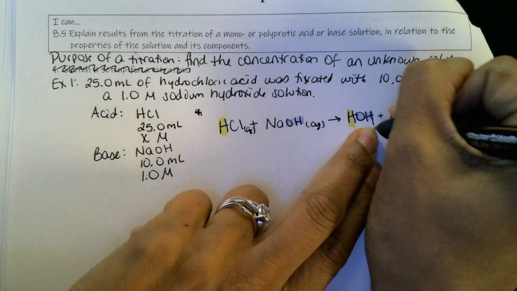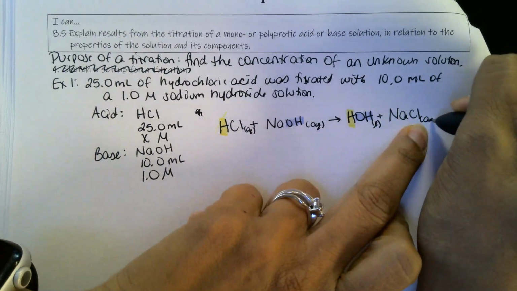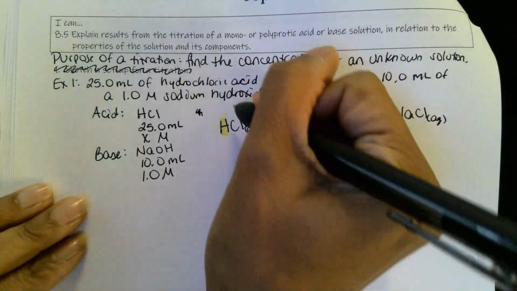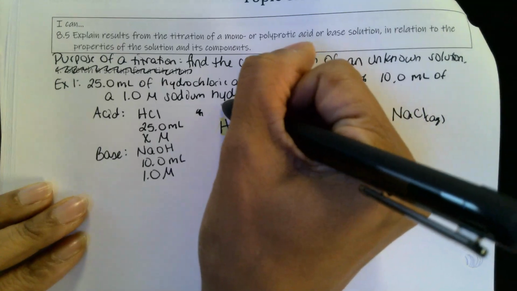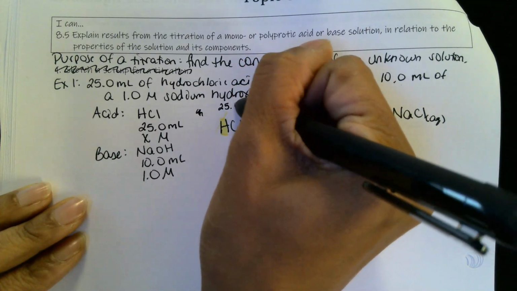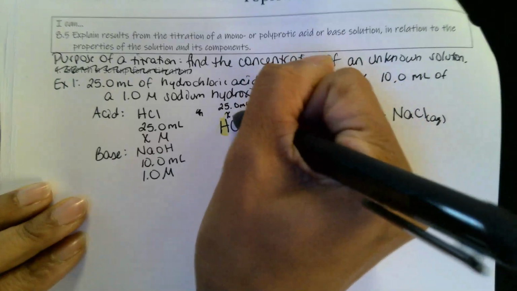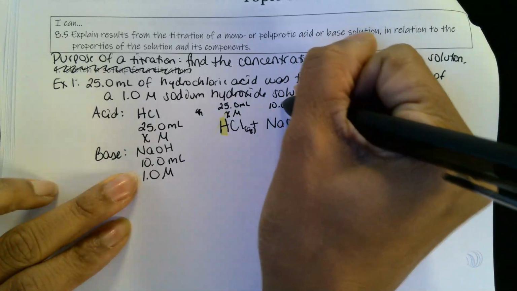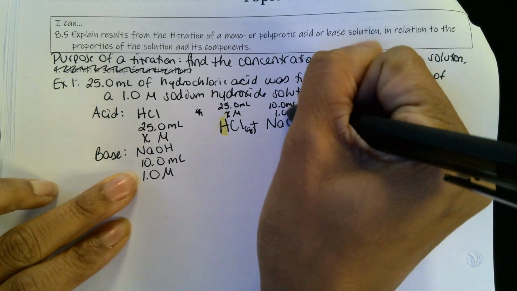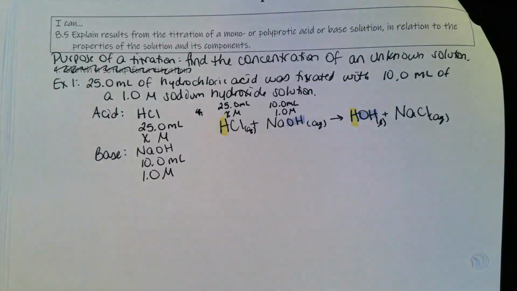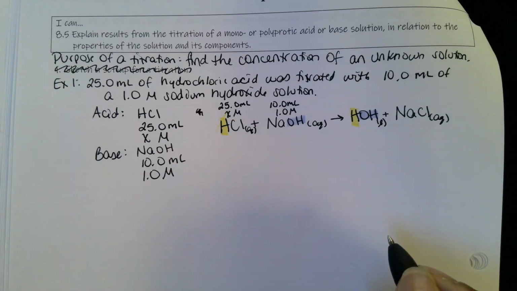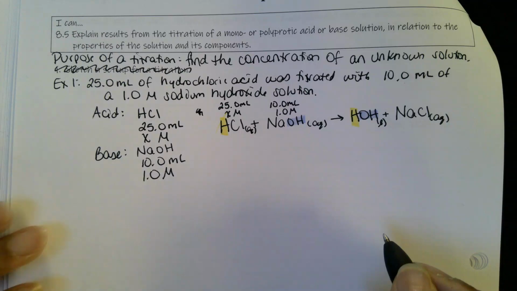So the HOH is water, that's a liquid. The NaCl is aqueous. So I like to make sure I put my knowns and my unknowns above my chemical equation. So I have 25.0 milliliters, and I don't know its molarity. I know I have 10 milliliters, and it's 1.0 molar. So to do this equation, we need to figure out overall the final concentration of the HCl.